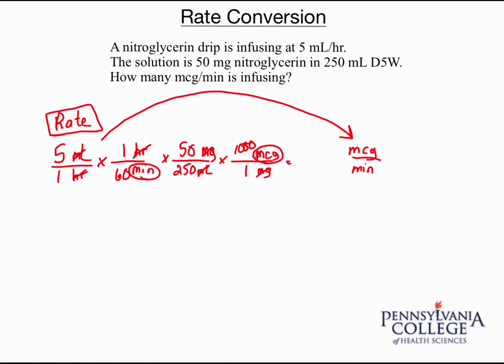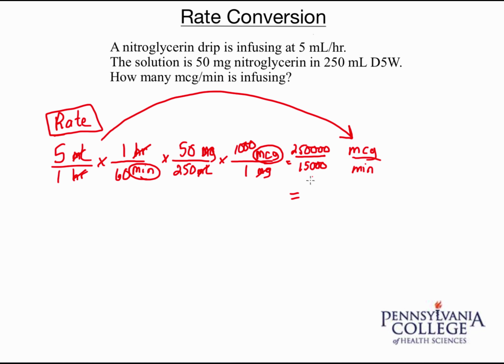In the numerator, I would have 5 times 50 times 1,000. So 5 times 50 times 1,000 gives me 250,000. And the unit up above there would be micrograms. So 250,000 micrograms are being infused over, if you multiply the denominators, 15,000 minutes. Now that's not very nice. I mean, it's true, that's the answer, but it's not completely simplified. It's not very helpful to know that there's 250,000 micrograms going in every 15,000 minutes.